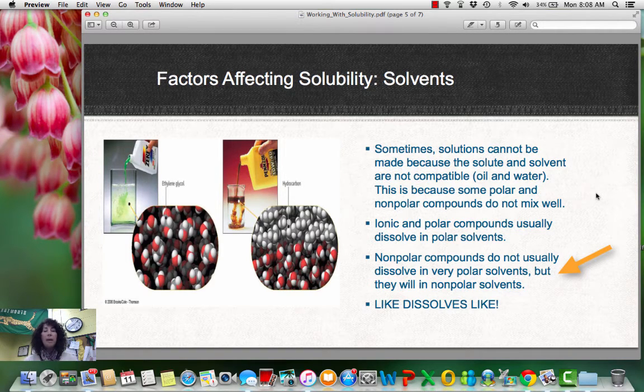So again, when we're thinking about polar and non-polar, remember we're going back to those covalently bonded compounds, or talking about ionic compounds. So here's one of the key things that you're going to want to remember. Like dissolves like. Nonpolar dissolves nonpolar. Polar dissolves polar.